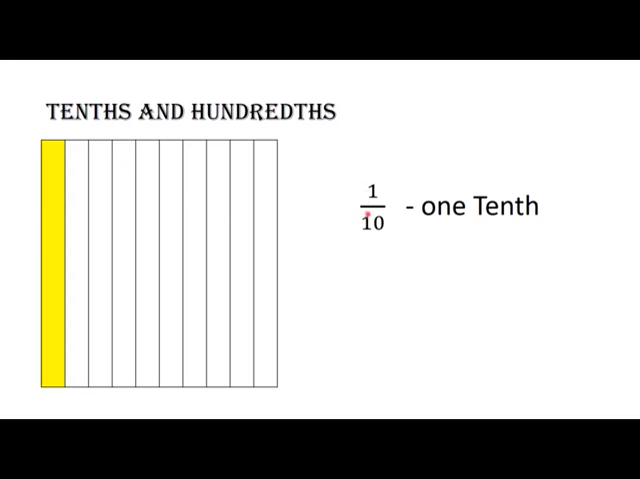So this can be read as 1/10. That is one part out of 10 whole parts. 1/10. We call this the tenths place.